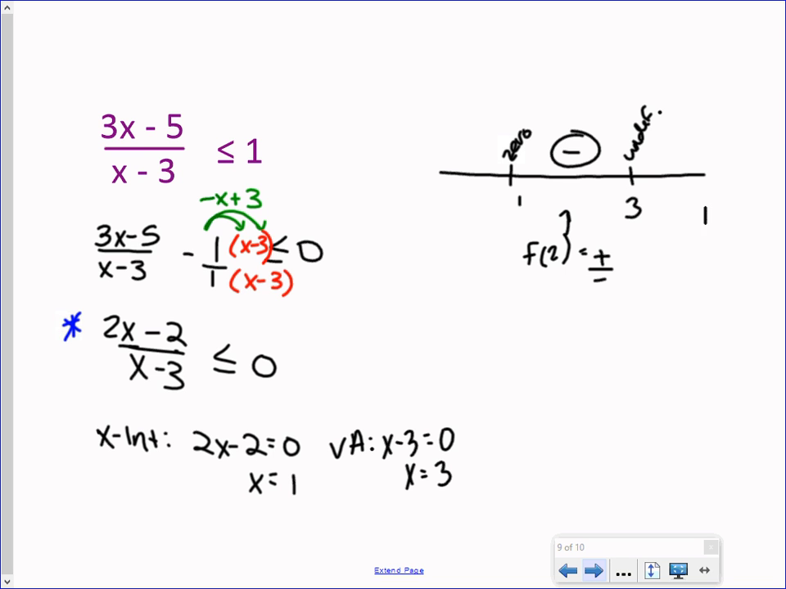Then I could check something in this interval. Let's say I do f of 10. Positive, positive. That's easy to see. So that's going to give me a positive section. And then I could test something over here, f of 0 maybe. Negative, negative.